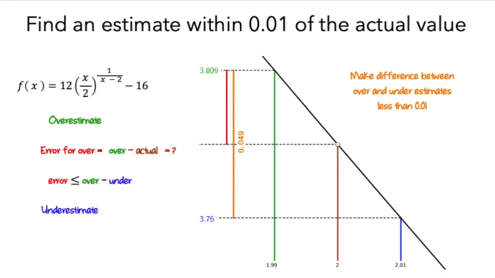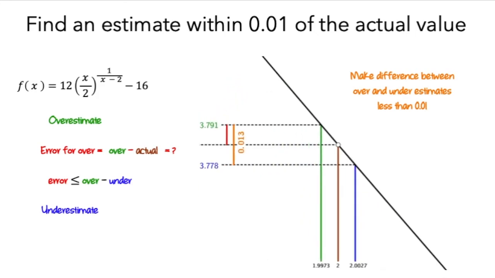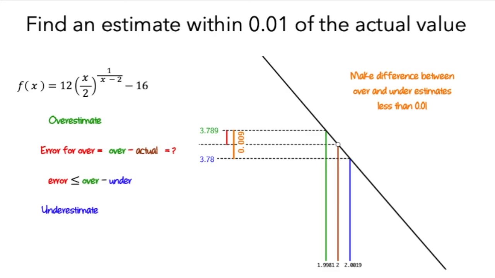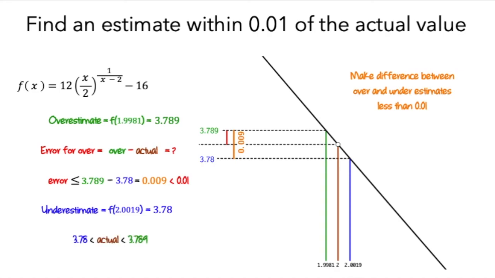So let's make the values of x closer to 2. We'll stop once the difference between the overestimate and underestimate is less than 0.01. Now the overestimate is equal to 3.789 and the underestimate is equal to 3.78. So the difference between the overestimate and underestimate is 0.009, which is less than 0.01. So any approximation of the height of the hole between 3.78 and 3.789 is within 0.01 of the actual value.